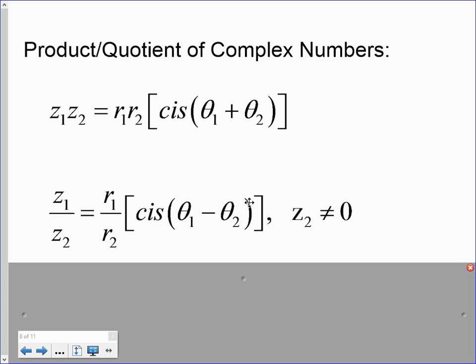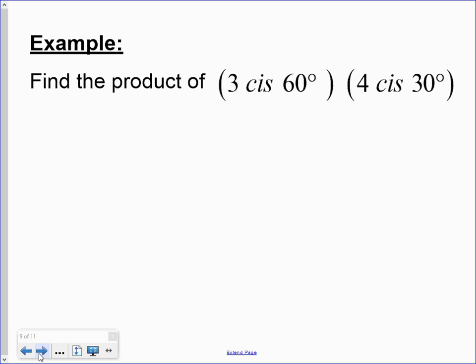So let's look at a couple of quick examples. First one is going to be multiplication. Find the product of 3 cis 60 times 4 cis 30. So they're already in trig form. There are some problems on your homework where they're in standard or rectangular form, and it has multiple steps. It asks you to first rewrite them. So you'll have to find r and theta in trig form, and then do the formula for the product.